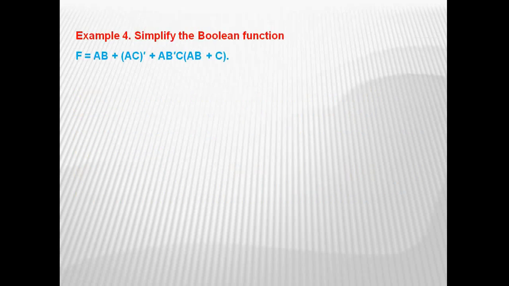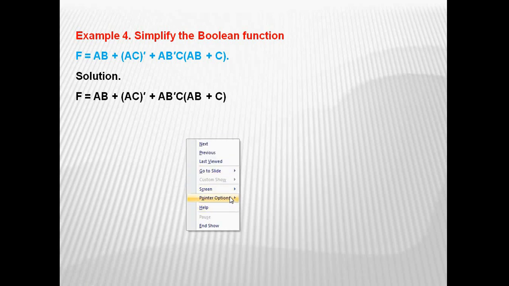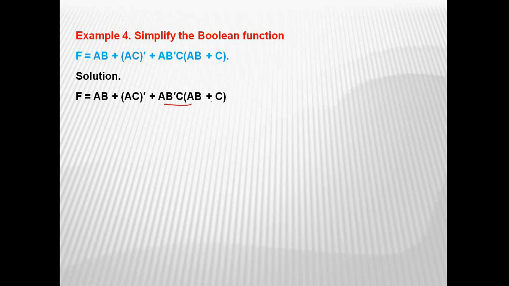Now we are going to take an example to simplify the following Boolean equation. Consider this is the given Boolean function. We are going to solve our problem. First of all, we are going to consider this function, and we are going to multiply these terms so that we will be getting a b bar c dot ab and a b bar c dot c.